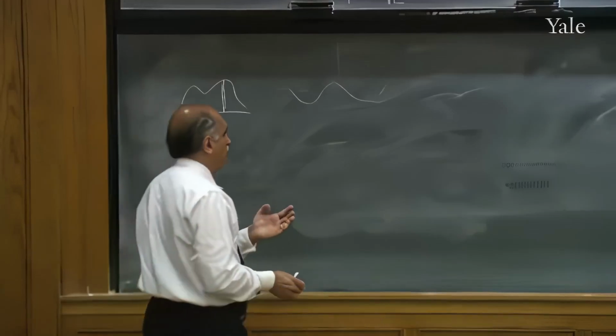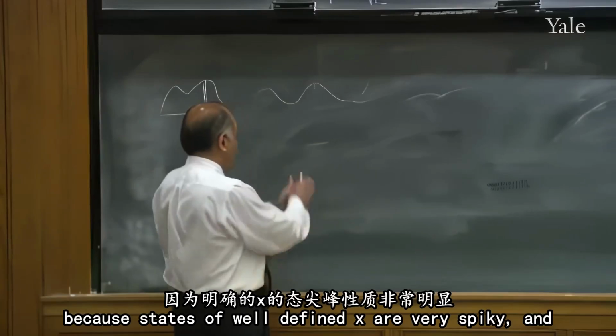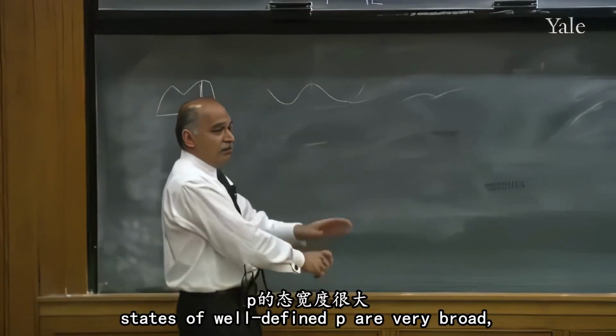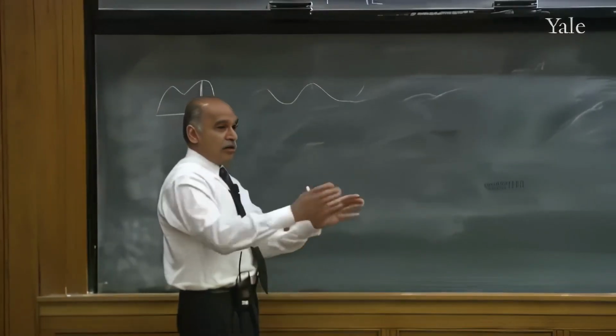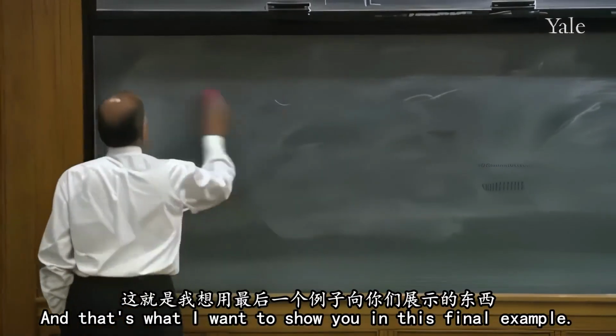That's why you can never filter out a state with well-defined x and p, because states of well-defined x are very spiky, and states of well-defined p are very broad. So you cannot have it both ways. And that's what I want to show you in this final example.